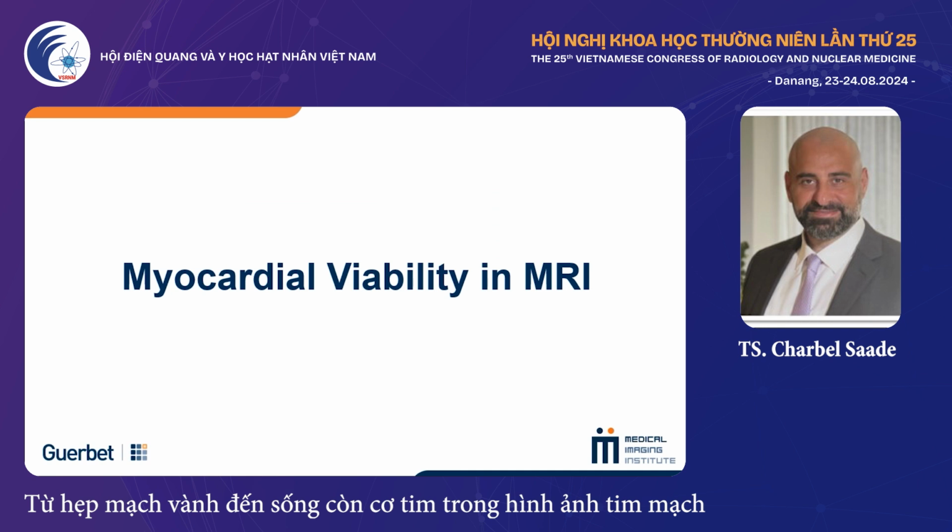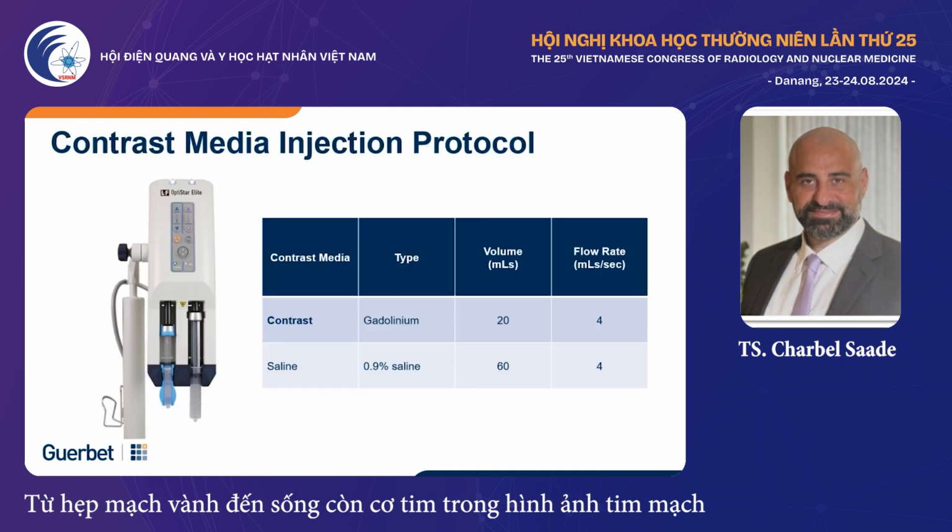So let's talk about myocardial viability now and go into a little bit of protocol, and let's get into the radiology of it. I'd like to use 20 mils of GAD at 4 mils a second, and 60 mils of saline. As we know, saline gives you more water molecules around the gadolinium molecule, which in turn gives you significant increases in attraction and relaxation between the gadolinium ion and the surrounding water molecules.